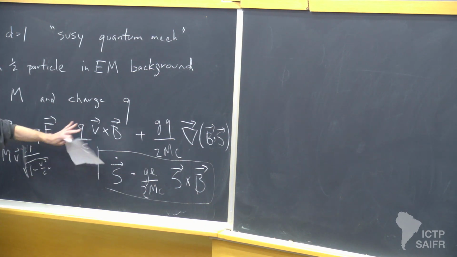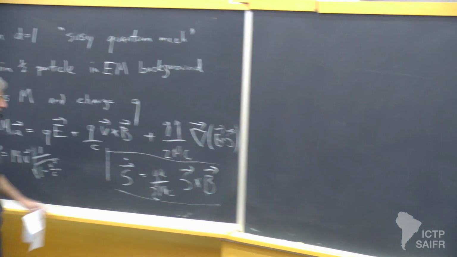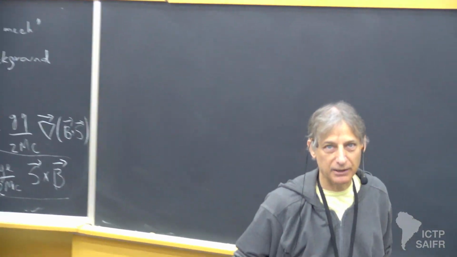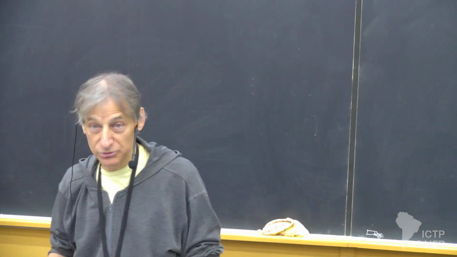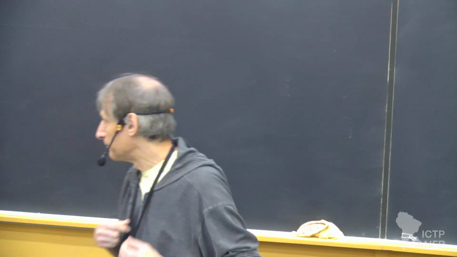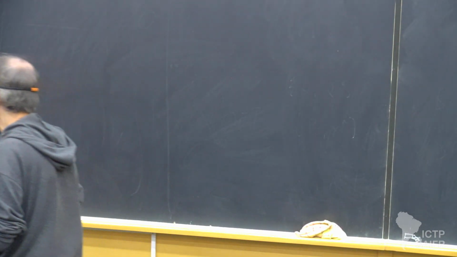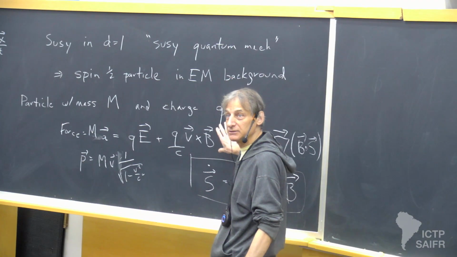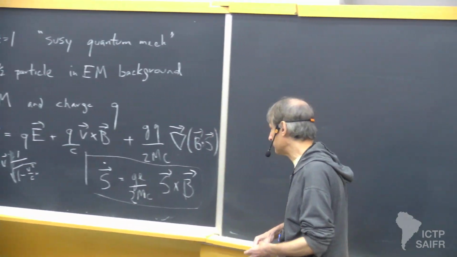Okay, so these equations are, of course, well known. And the question is, how do you get this from a Hamiltonian Lagrangian description of the particle? Okay? So I'm going to use Lagrangian description. And it's well known how to get without spin. But with spin, it's not so well known.